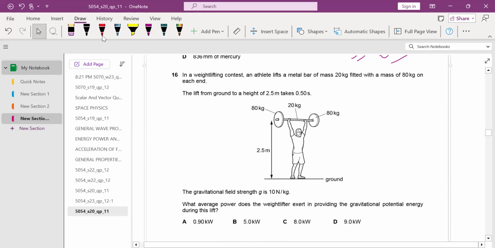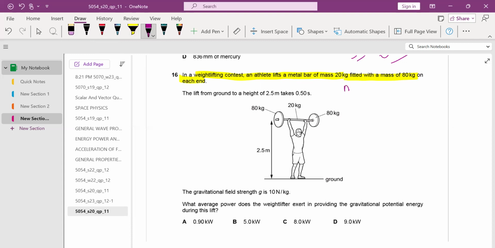Question number 16. In a weightlifting contest, an athlete lifts a metal bar of 20 kg fitted with a mass of 80 kg on each end. So on each end, the diagram is given. The total mass would be 80 plus 80 plus 20.